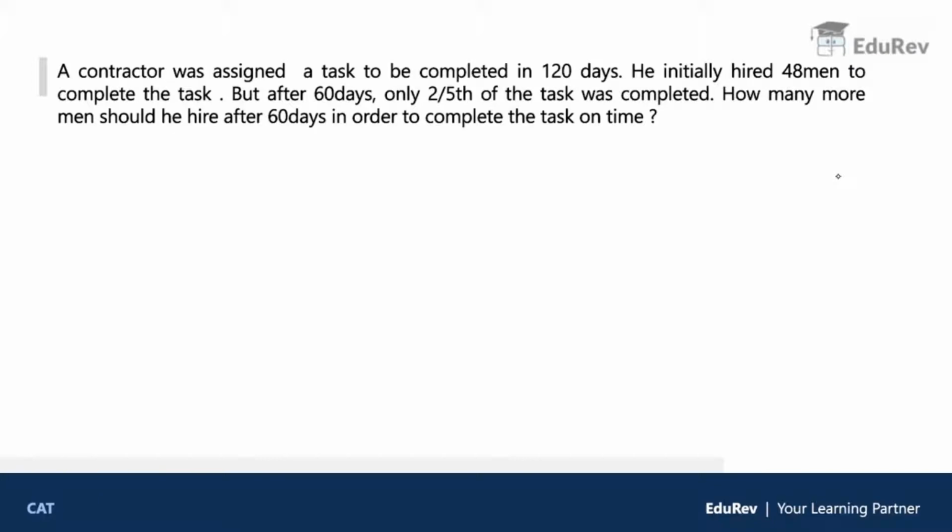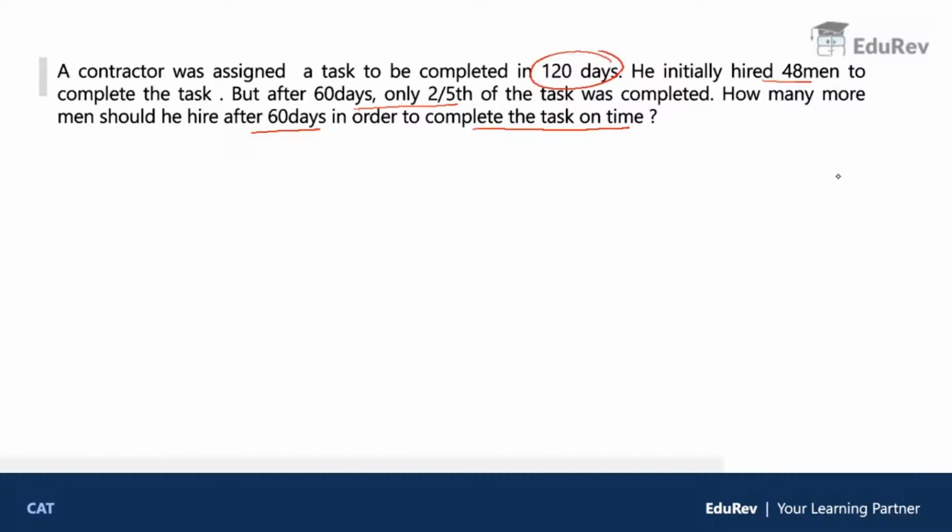A contractor was assigned a task to be completed in 120 days. He initially hired 48 men to complete the task. But after 60 days, only 2/5 of the task was completed. How many more men should he hire after 60 days in order to complete the task on time? So the task has to be completed in 120 days. How many extra men should be hired?